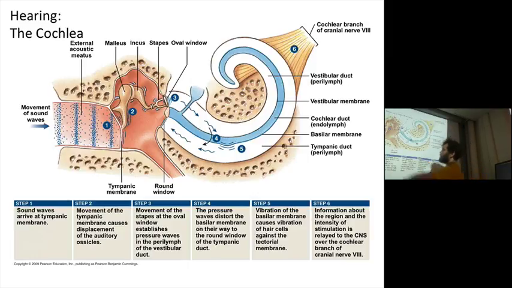So we see the movement of sound waves impinging on the tympanic membrane, which vibrates the membrane. The malleus, or mallet, the hammer, strikes the incus, or anvil. Incus means anvil. And then it is translated to the stapes, or the stirrup, which inserts into the oval window.